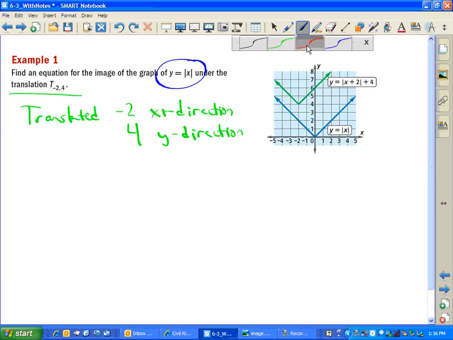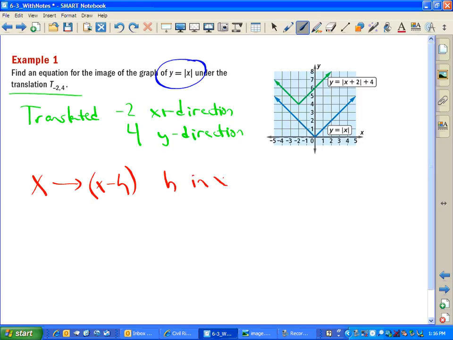We have the graph translation theorem from earlier in the book. If you replace x with x minus h, that moves it h in the x direction. If you replace y with y minus k, it moves it k in the y direction.